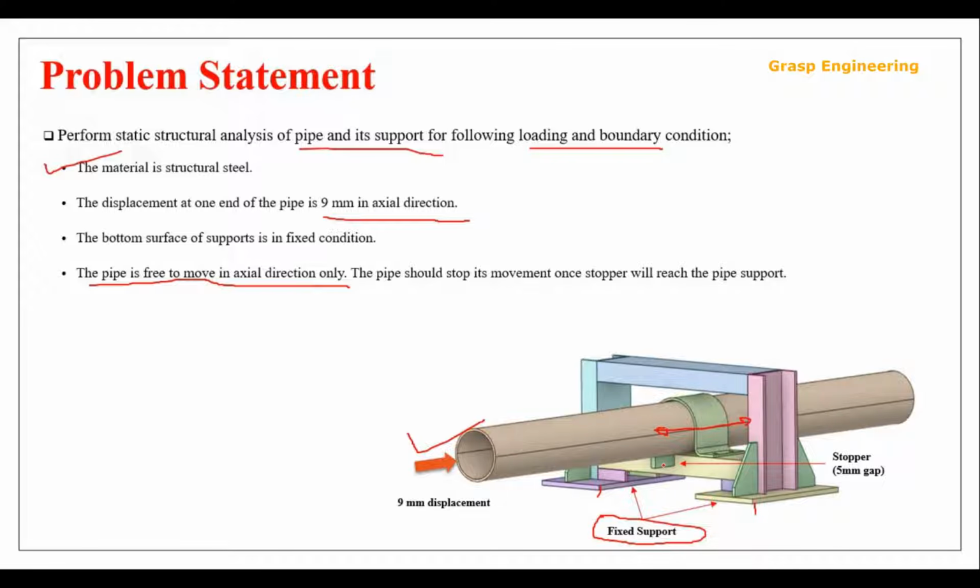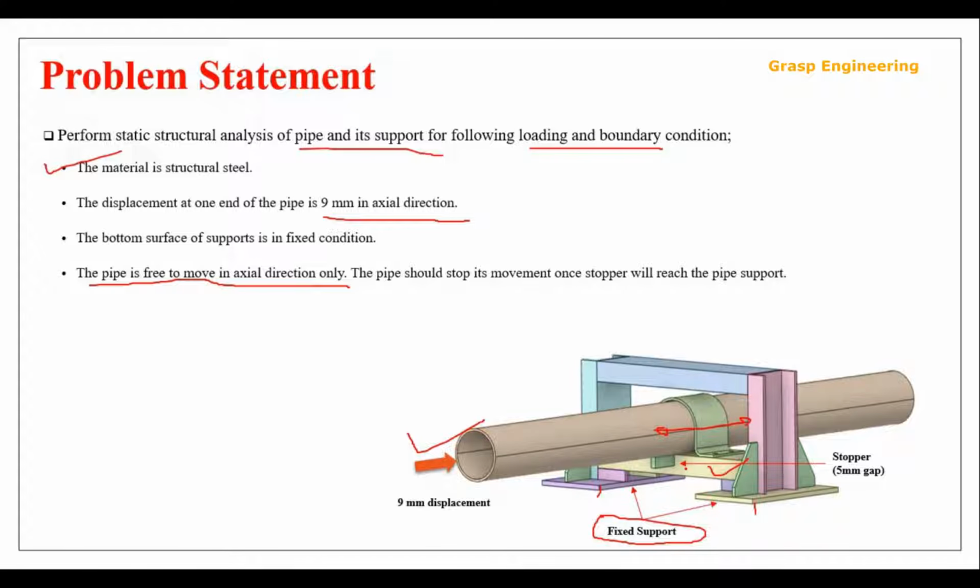The pipe should stop its movement once the stopper reaches the pipe support. So you can see what we need to simulate here. Once we apply the displacement of 9 mm, this stopper should come in contact with this respective C channel, and then it will restrict the axial movement of the pipe. So it should restrict the pipe axial movement once this stopper is reached.